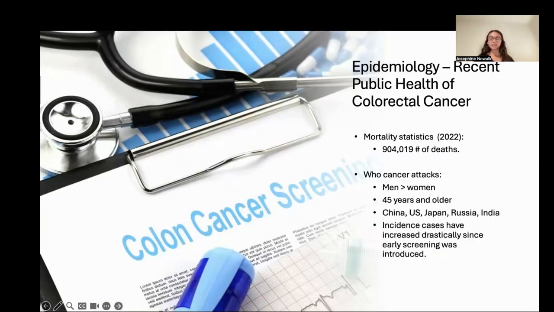Okay, and so the mortality statistics for colorectal cancer in 2022 were 904,019 deaths. And this cancer mainly attacks men more than women and can occur at about 45 years of age or older. China, United States, Japan, Russia, and India are considered the five top countries that have the most colorectal cancer incident cases. And incident cases have increased drastically since early screening was introduced.